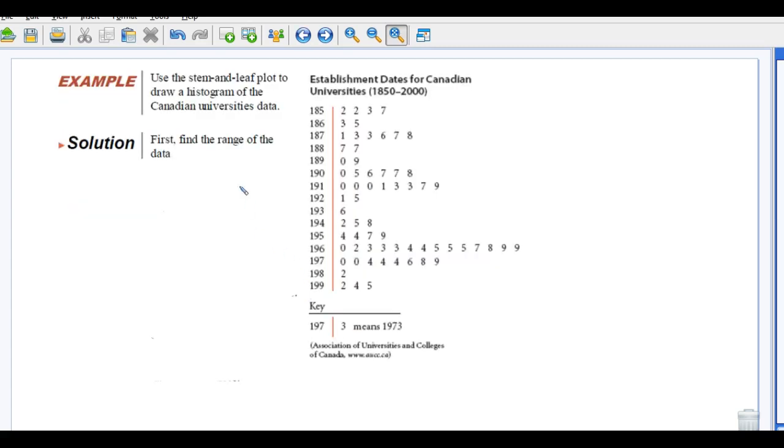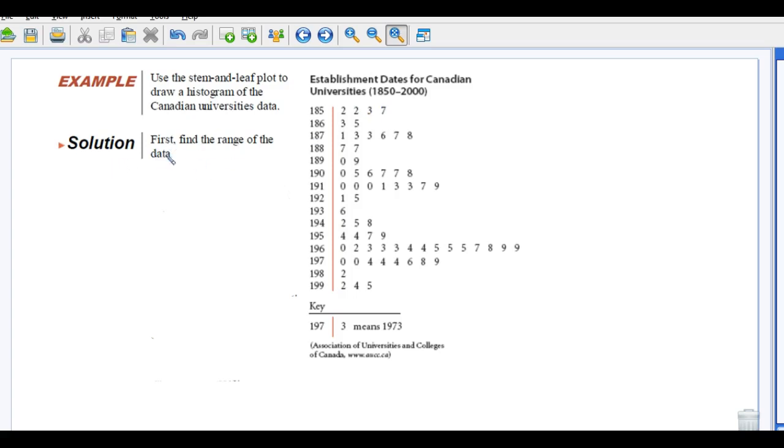Alright, so let's look at this example. Use the stem and leaf plot to draw a histogram of the Canadian universities' data. So, establishment dates for Canadian universities. This is all of these numbers, and then here's the key. 1973 means 1973. So this one, 1852, that's 1852, 1852, 1853, 1857.